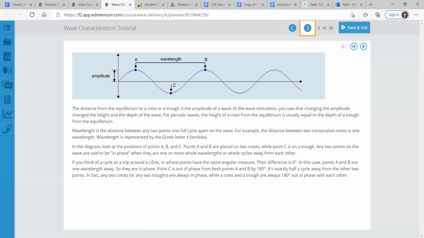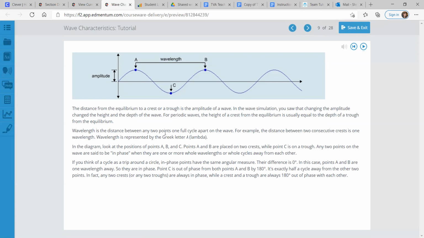Wavelength is the distance between any 2 points, one full cycle apart. So you see how this crest is measured to this crest. That's one wavelength. You could also do from here to here, and that's the same distance. For example, the distance between 2 consecutive crests is 1 wavelength. Wavelength is represented by the Greek letter lambda. This fancy Greek letter means wavelength.